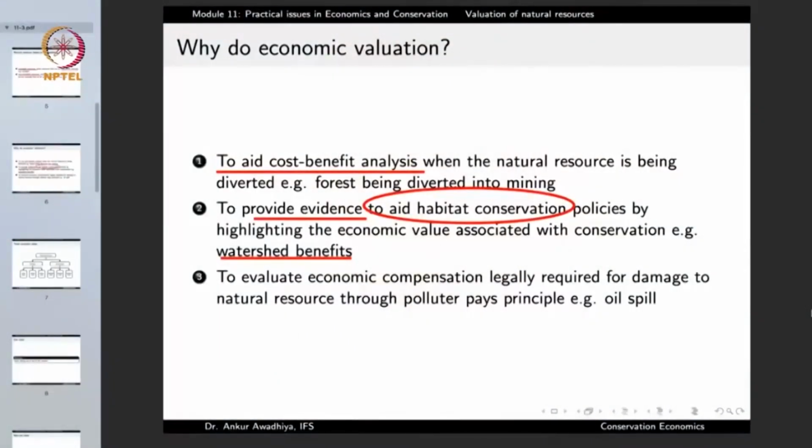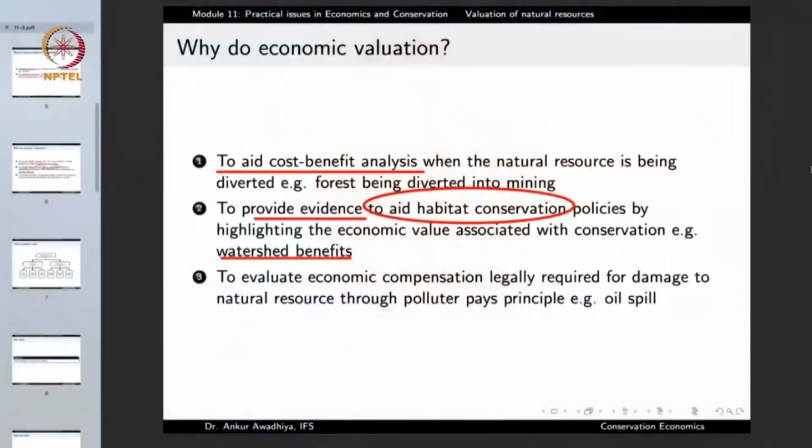Once we do these cost computations, then these cost computations aid in the conservation policies. They provide support to the conservation policies. So this is another importance of doing economic valuation. It provides evidence to aid the habitat conservation policies by highlighting the economic value associated with conservation. So even if we did not have this economic valuation, we would still have been doing the conservation. But with the economic valuation, it gets a huge amount of force.